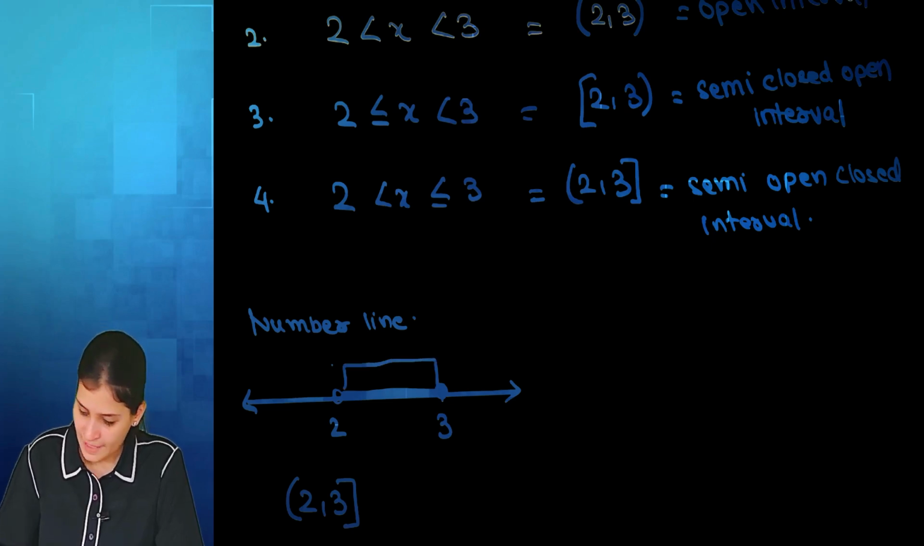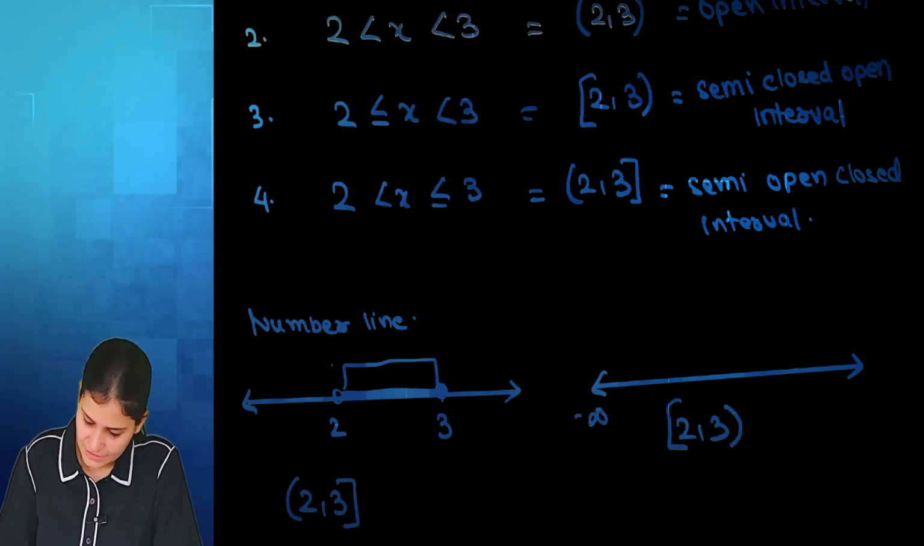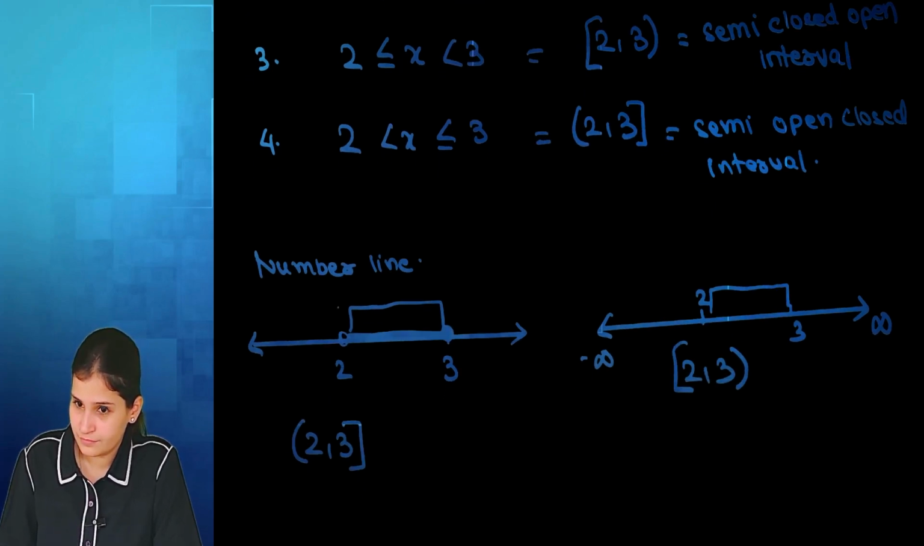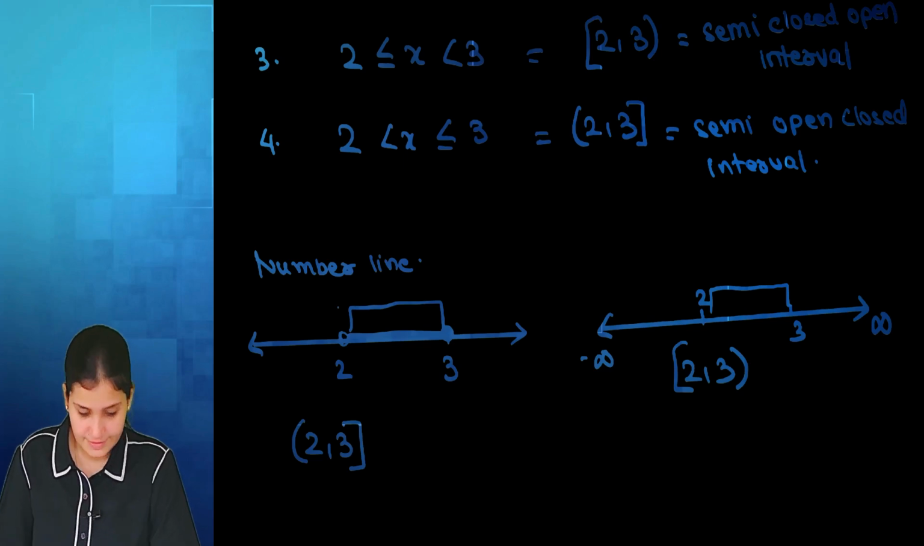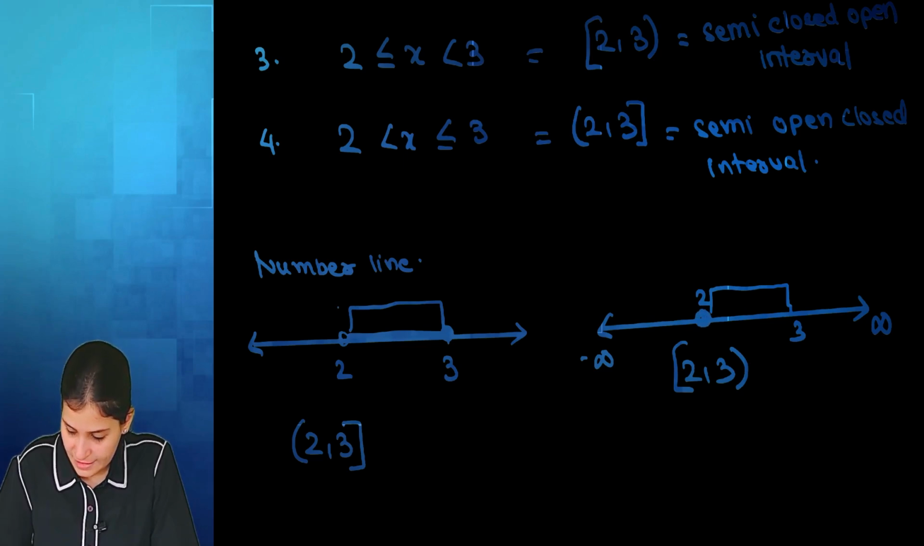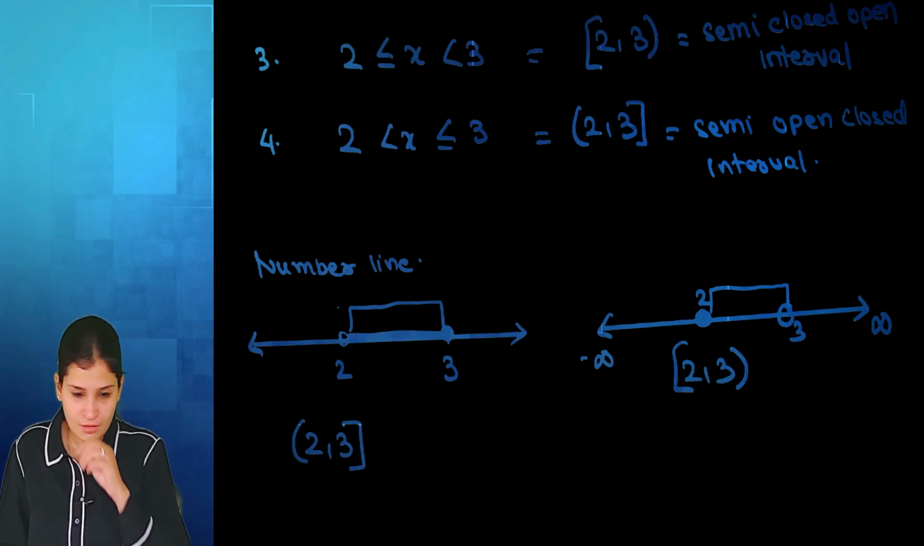If I would have had 2, 3, so the number line starts from minus infinity, goes till plus infinity, 2 and 3. All the numbers between 2 and 3, what should be the circle? 2 will be a filled circle because it's equality. 3 will be an empty circle, I don't want to take it. Clear? Yes, ma'am.